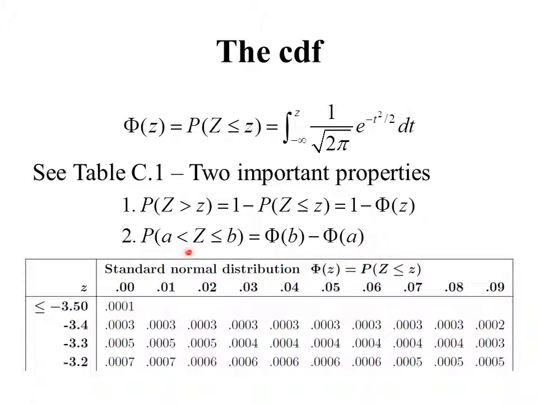Second property, the probability that Z is between a and b is phi of b minus phi of a. You can think of this probability as the area underneath the density curve between a and b. This right here gives you the area to the left of b. This gives you the area to the left of a. If you subtract those two, then you get the area between a and b.